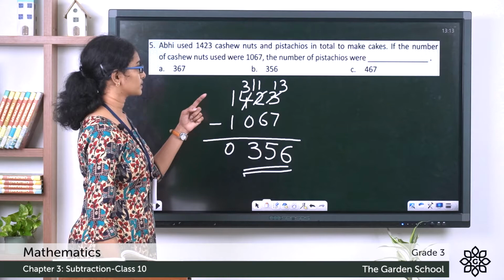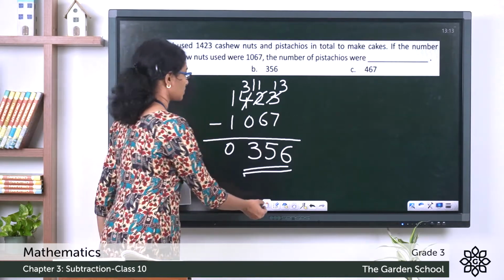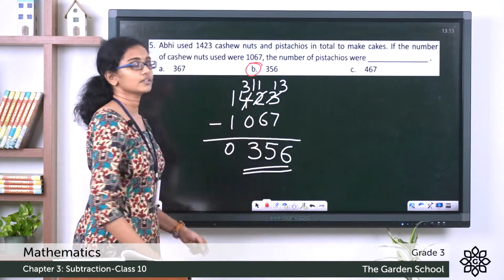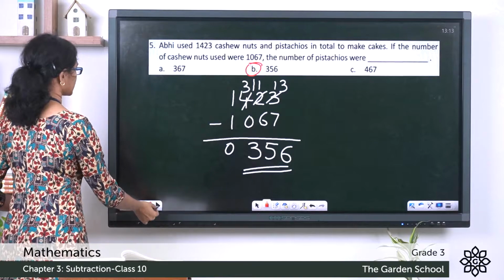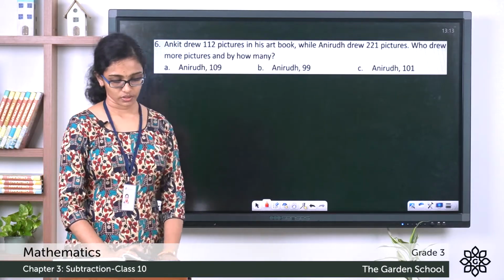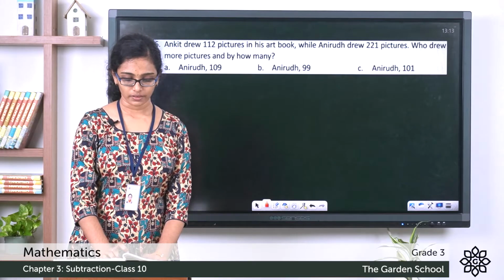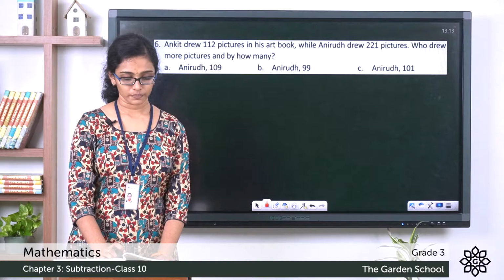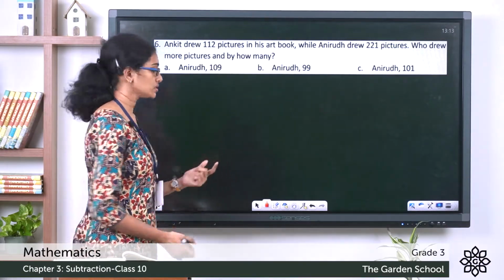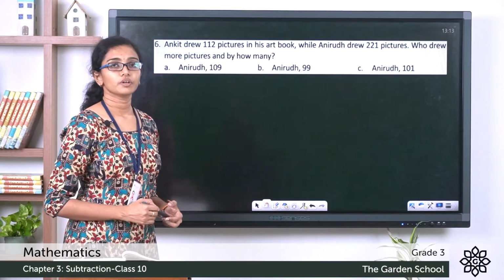So what is the number of pistachios he used? It is 356. So the correct option here is option B, 356. Let's see the next question. Ankit drew 112 pictures in his art book, while Anirudh drew 221 pictures. Who drew more pictures and by how many? So Ankit drew how many pictures? 112, and Anirudh drew 221 pictures.